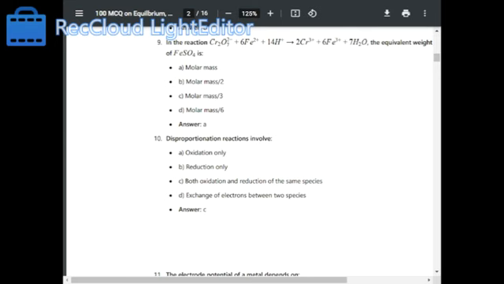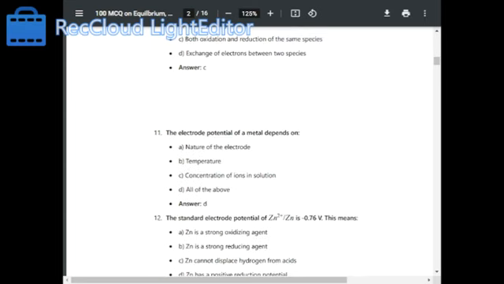Disproportionation reaction involves option A oxidation, B reduction, C both oxidation and reduction of the same species, D exchange of electron between two species. So option C is correct. That is both oxidation and reduction of the same species. Hence option C is correct.